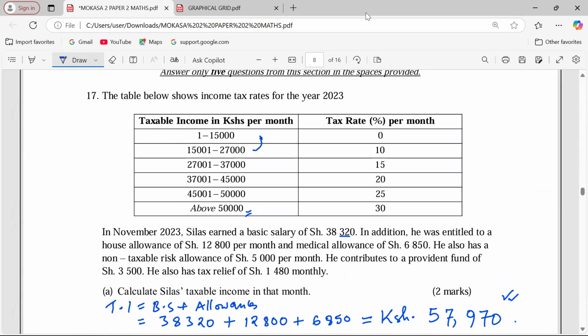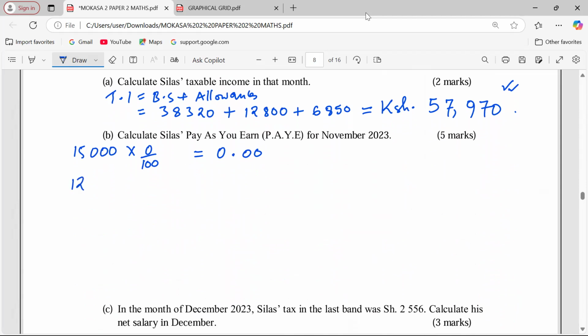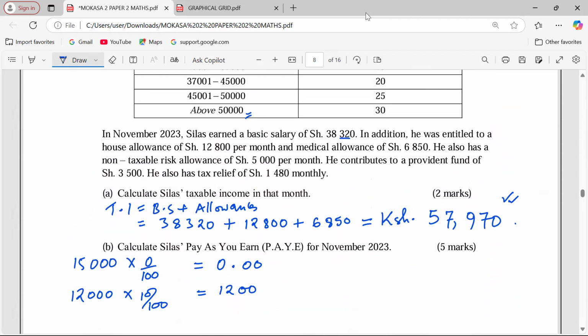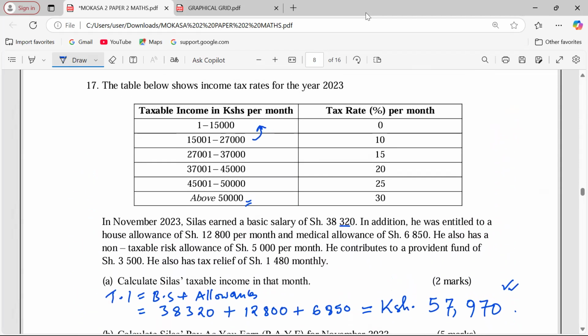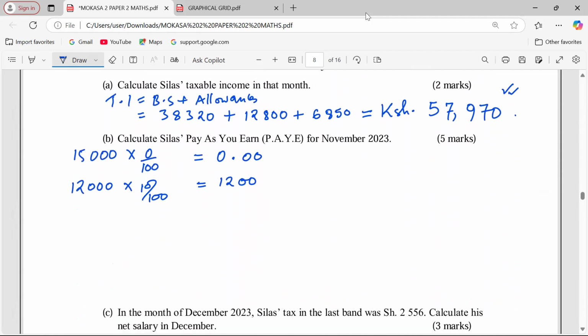Then the next, in the second band, we shall have 27,000 minus 15,000, that gives us 12,000. So you subtract the previous limit. This one is at the rate of 10%, and it will give us 1,200 Kenya shillings. Then in the next band, we subtract the previous limit: 37,000 minus 27,000, giving us 10,000. And that will go at the rate of 15%.